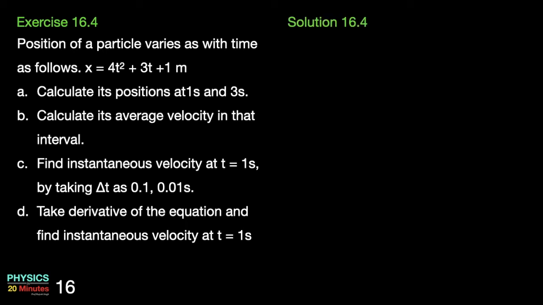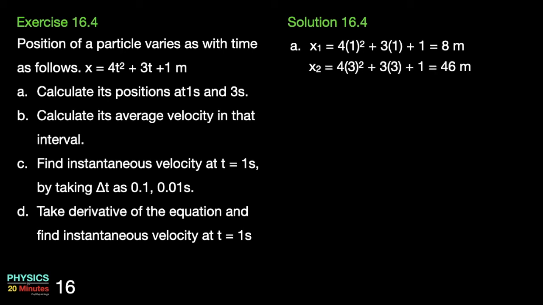Here goes the solution. In A part, we have to find the position at 1 second and 3 seconds. That's very straightforward. In place of t, you substitute 1 and then 3 and get your answers. So x1 at 1 second will be 8 meter. x2 at 3 seconds will be 46 meter.